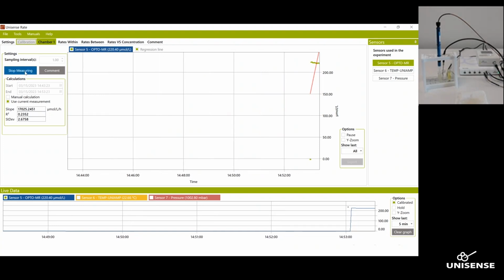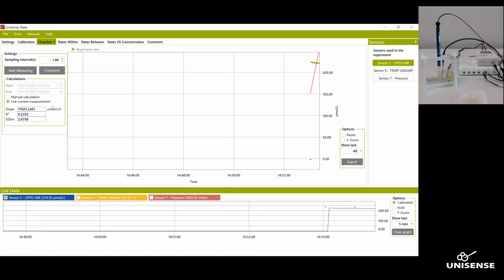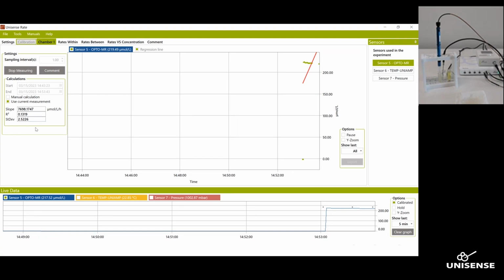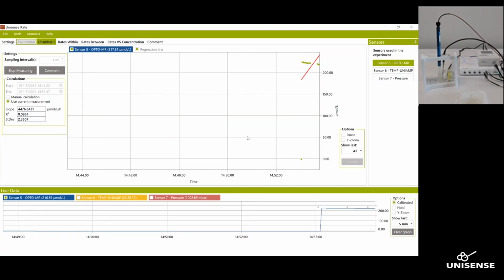Yeah, so you can always stop your measurement and start it again. If, for instance, you're moving the sensor to a different chamber, you would then stop the measurement, go to the next chamber and start the measurement, and then you could go back again. So you can move the sensor between your samples. And now it will just ask me if I want to use the same sensor. Yes. You can always zoom in on the data and you can zoom out again.